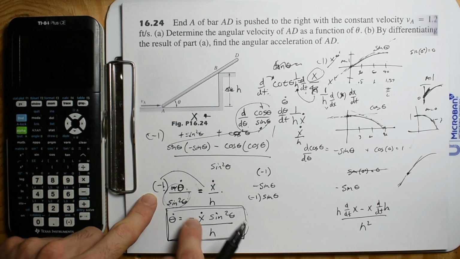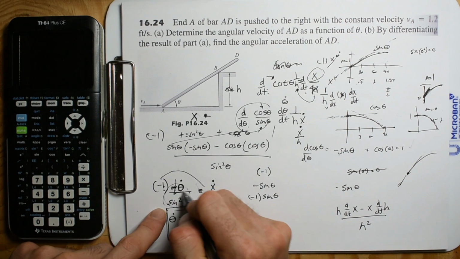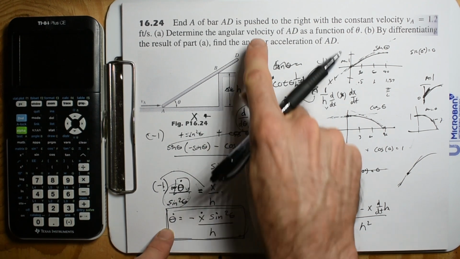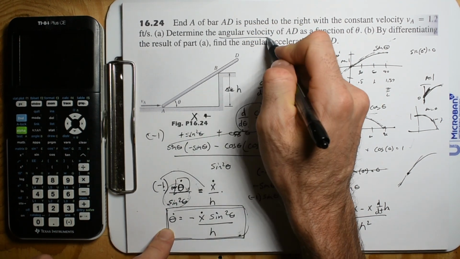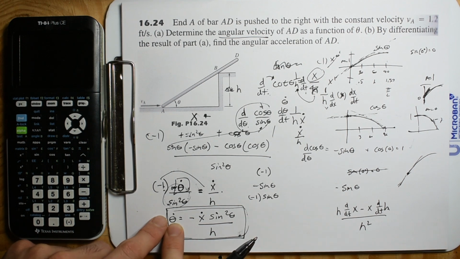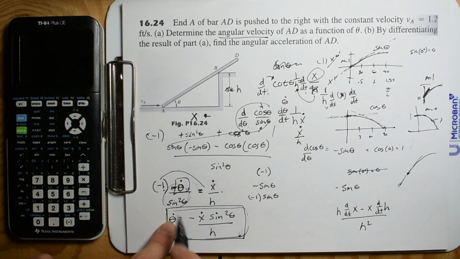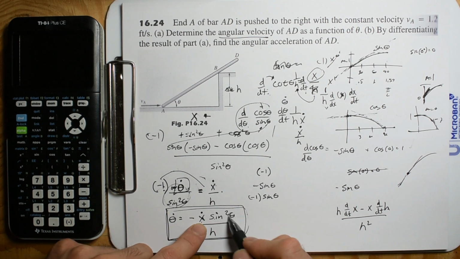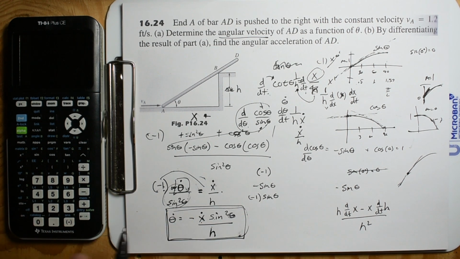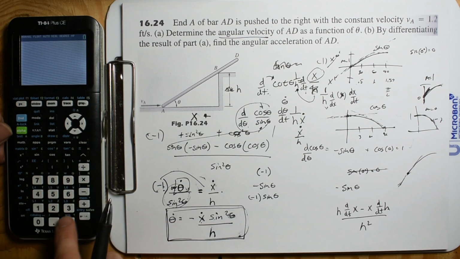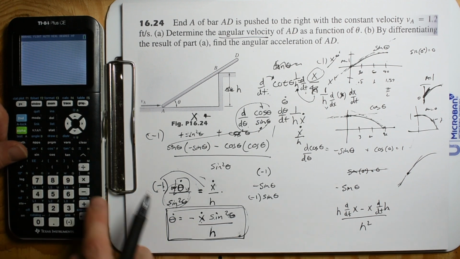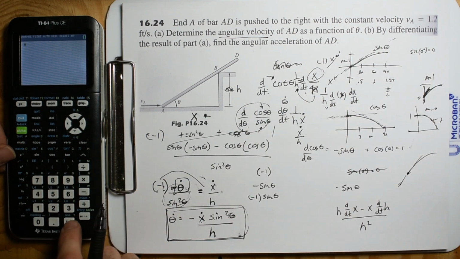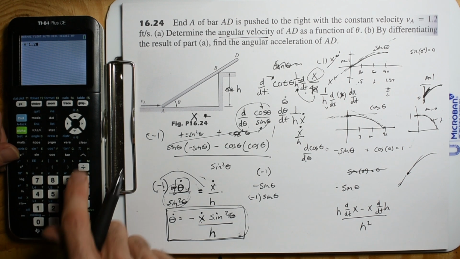Anyway, I'm going to try to isolate the angular velocity. That's always hard for me to say, angular velocity. Theta dot is going to be the negative to the other side. This velocity, which is x dot, sine squared theta goes upstairs, divided by h. And that's the same thing. So we're going to have negative times the velocity, and the velocity is going to be negative, so negative 1.2.